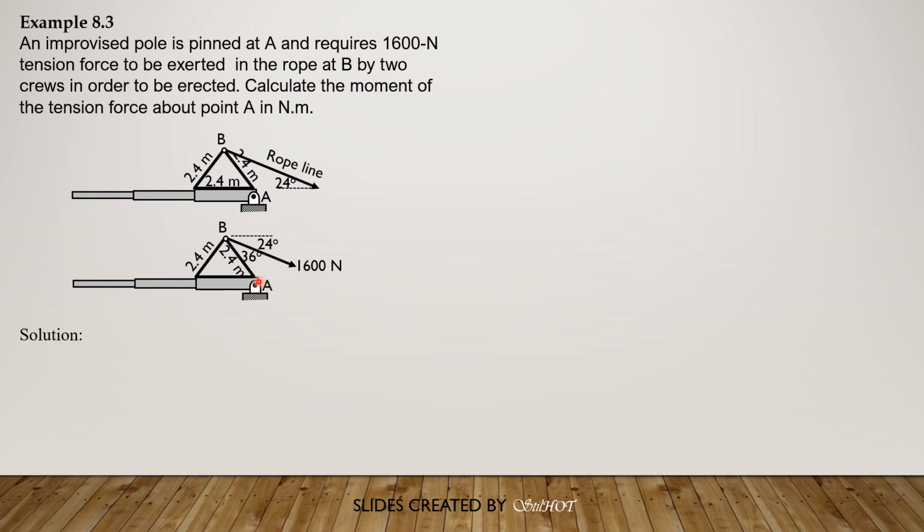And we draw a line from point A, the moment center, to the line of action of the force, perpendicular to it. And from the figure, this perpendicular distance is 2.4 sine of 36 degrees. So the moment therefore is clockwise, 1,600 times d sub A, and d sub A is 2.4 sine of 36. So the moment of the force about A is equal to 2257 newton meter clockwise. Let's proceed to example 4.